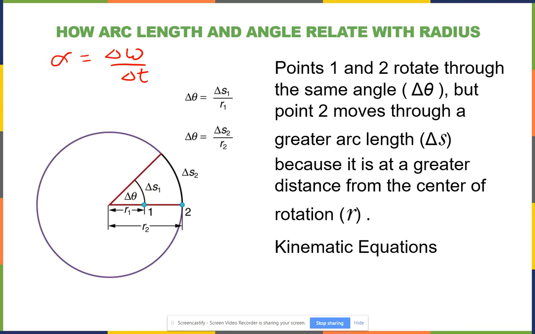Alpha is the symbol we use for angular acceleration, and that's the change in angular speed over change in time. So using alpha, omega, and theta, along with time, we can build kinematic equations that are identical to the ones you've already learned, except you replace A's with alphas, V's with omegas, and X's with thetas.